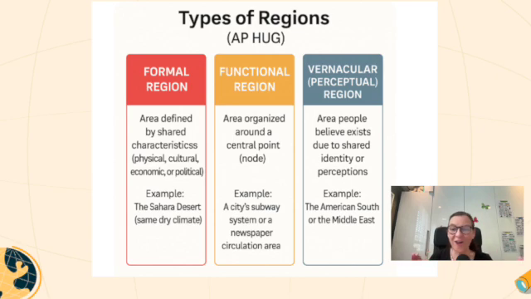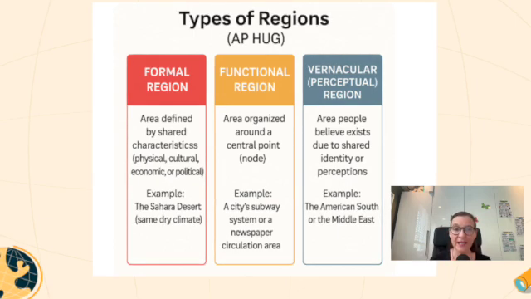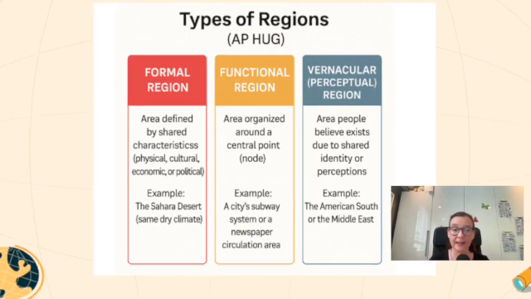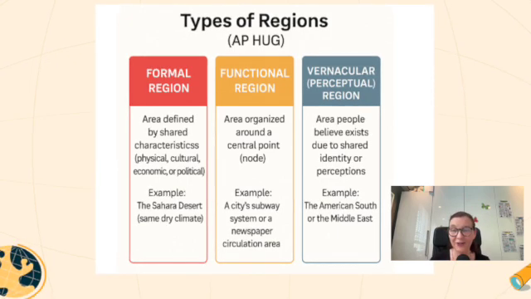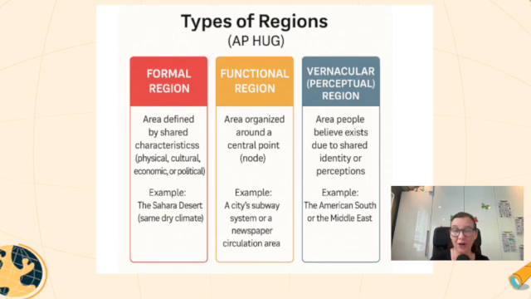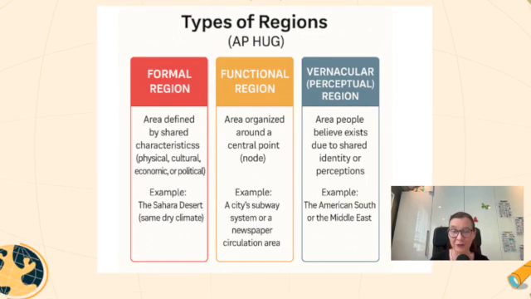Okay, so let's bring that all together by looking at the three main types of regions in AP Human Geography: formal, functional, and vernacular. First, we're going to talk about formal regions. They are areas defined by shared characteristics. These can be physical traits like climate or landforms, or cultural and political traits like language or laws. The Sahara Desert is a good example because it's defined by its dry climate, which is consistent across the region.